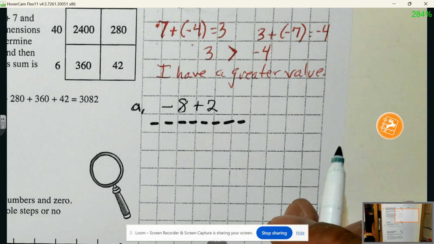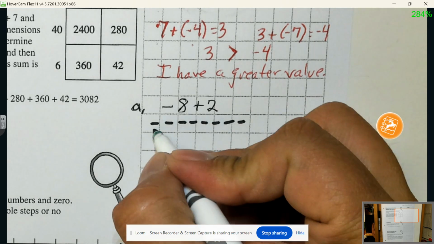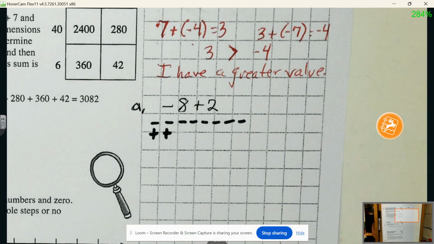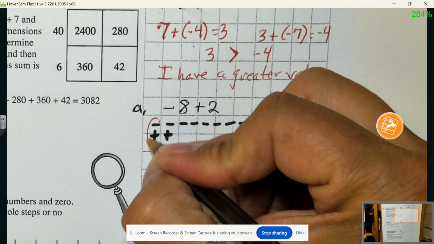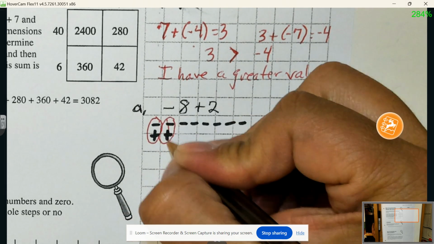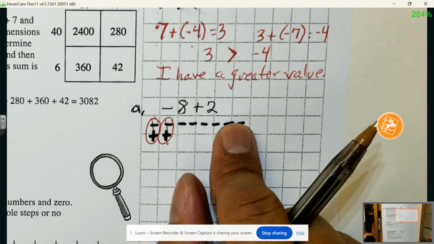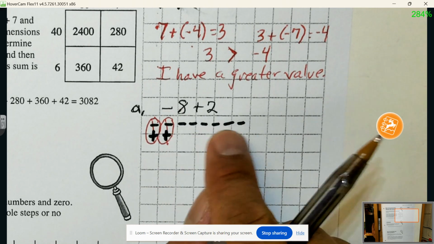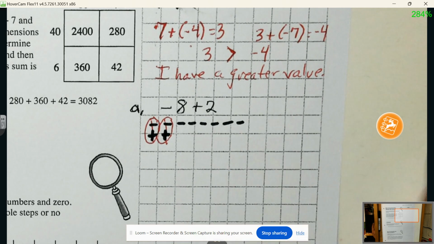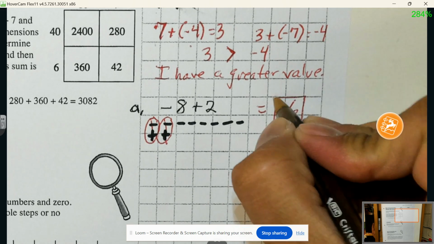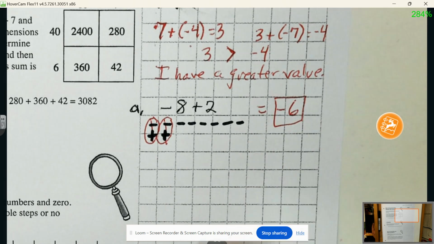But when I add those, I'm going to add them here. I have a positive here and a positive there. Why did I add them there? I added them there because now they are set up for me to extract those zero pairs. That's a 0 and that's a 0. So now all I have to do in order to get my answer is look at what I have left. So negative 8 plus 2 equals negative 6. All right, so let's try a different one.